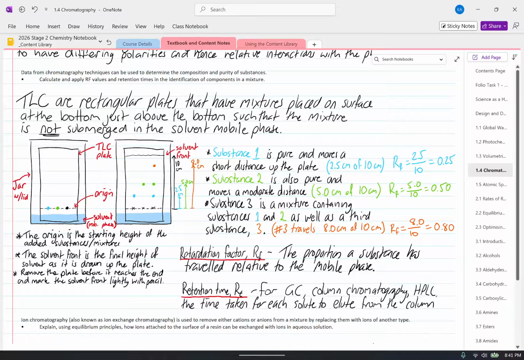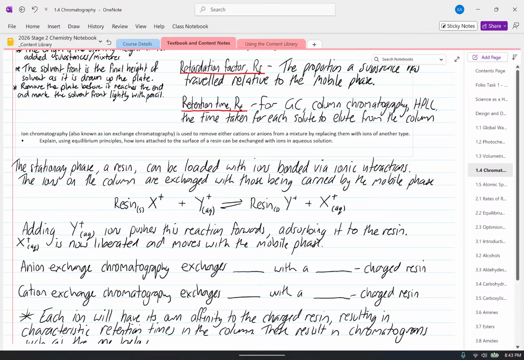Now, this next part, we have ion chromatography, also known as ion exchange chromatography, which is used to remove either cations or anions from a mixture by replacing them with ions of another type. It says explain using equilibrium principles how ions attached to the surface of a resin can be exchanged with ions in an aqueous solution. Unfortunately, we haven't properly covered equilibrium yet, but we did cover it briefly in the previous sections. Now, I'll explain using some equations what is going on.